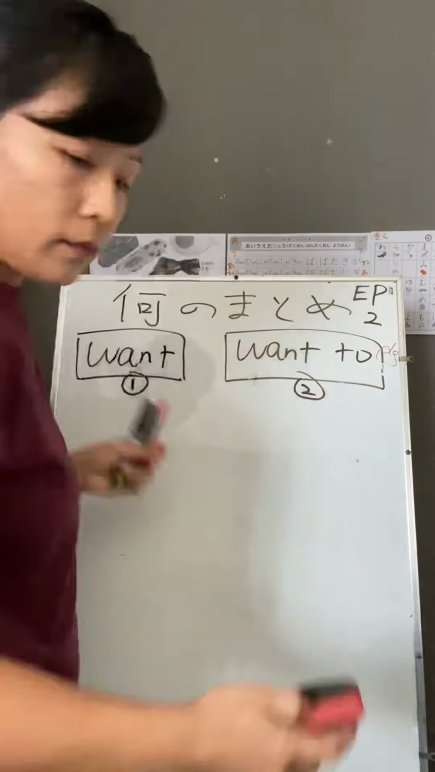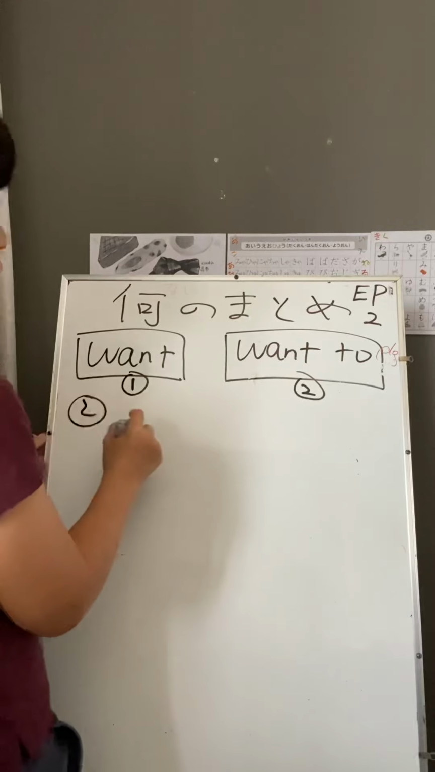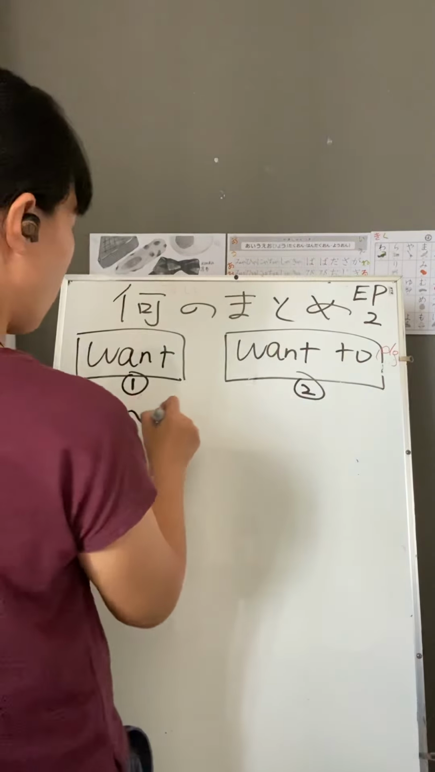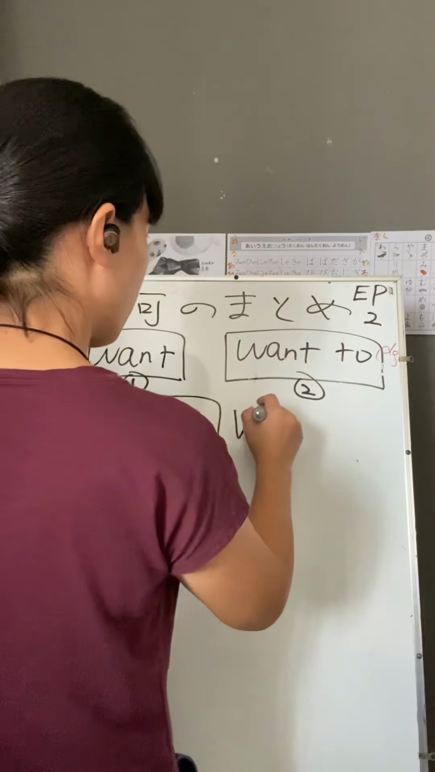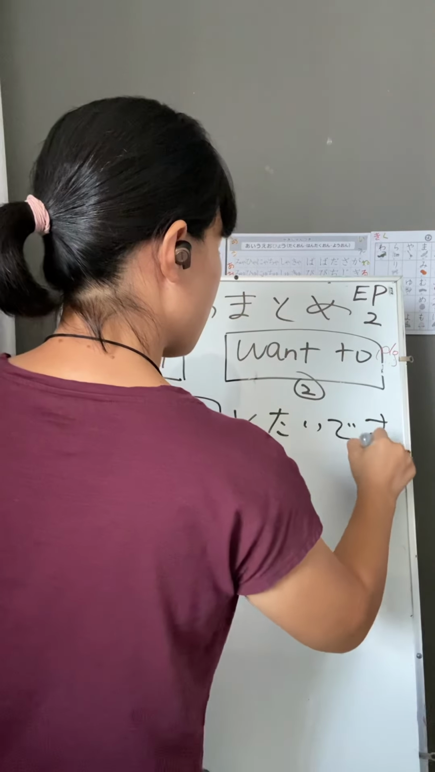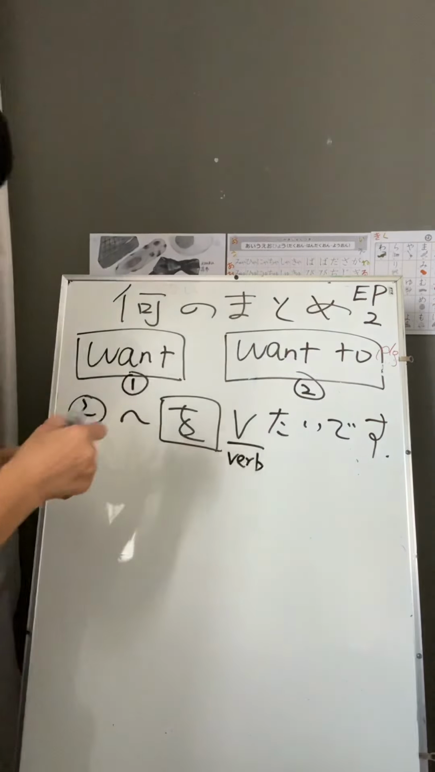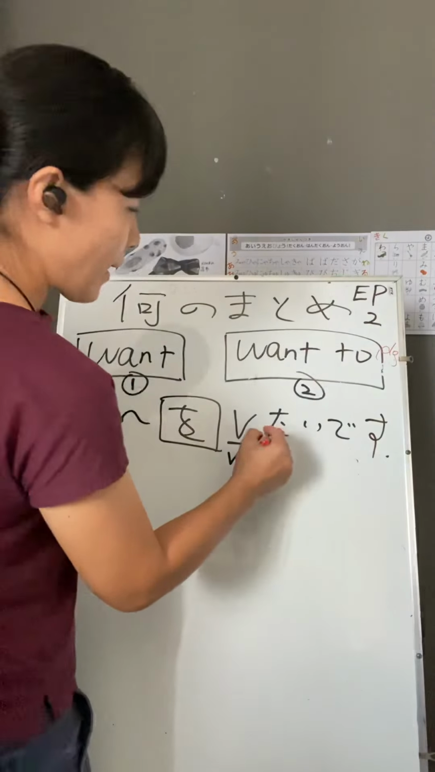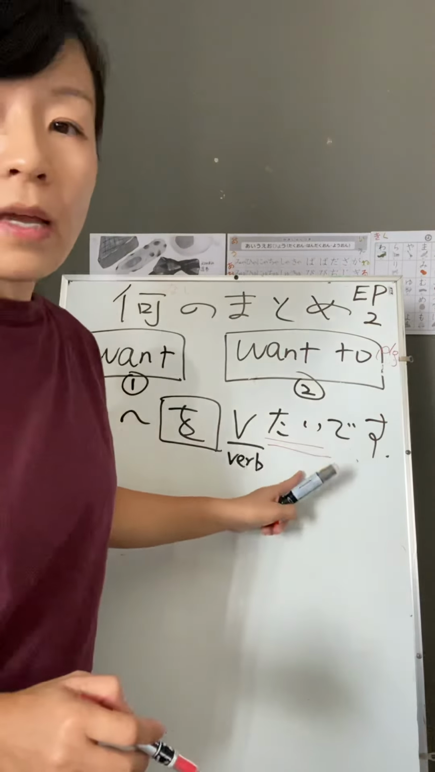Okay, all right, so now we go to number 2, want to do something. Here it brings out another 何々を V たいです. V is verb. There's something I would like you to take note of. V たいです.